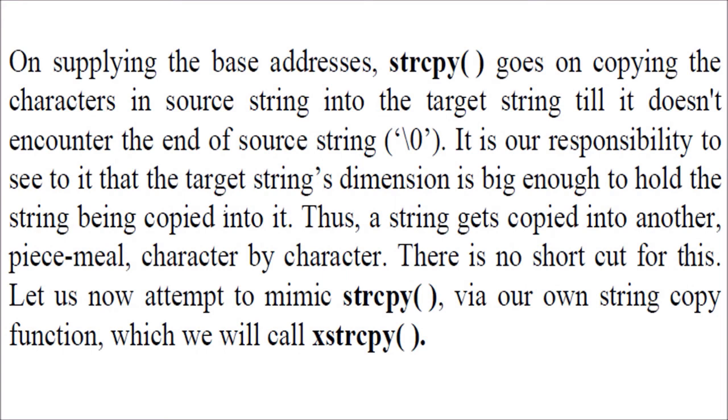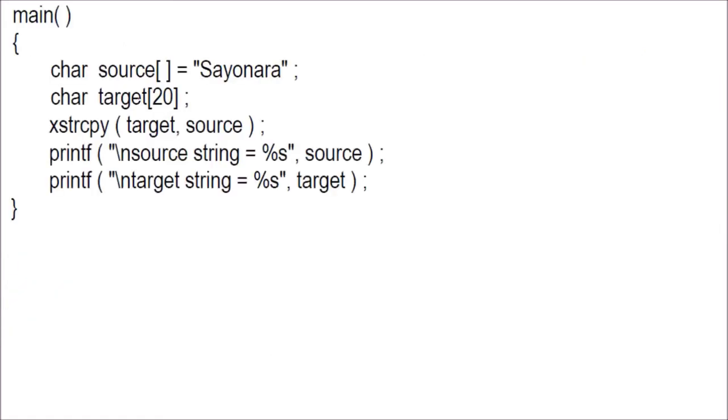So the second dimension has to be such that the source can be copied to the target. It has to be large enough. So can we have a function? Can we write an xstrcpy which mimics or imitates strcpy? Let us give it a try. Yes, we are now writing xstrcpy, which is quite equivalent, copying the source to the target.